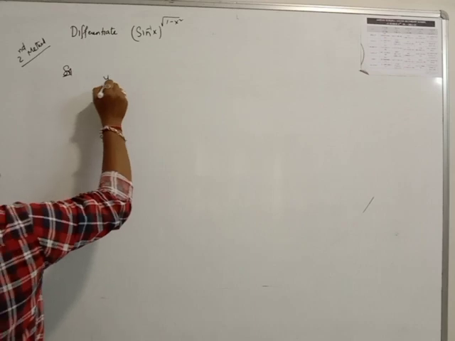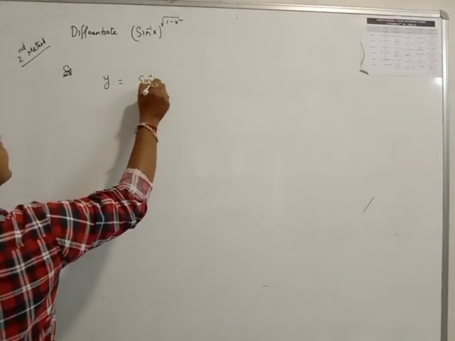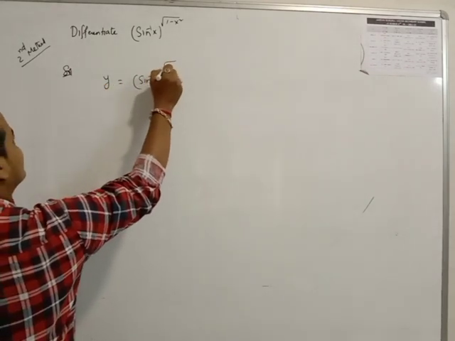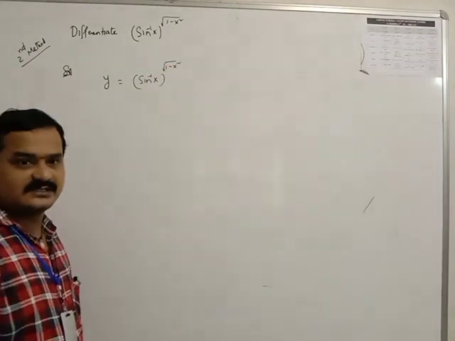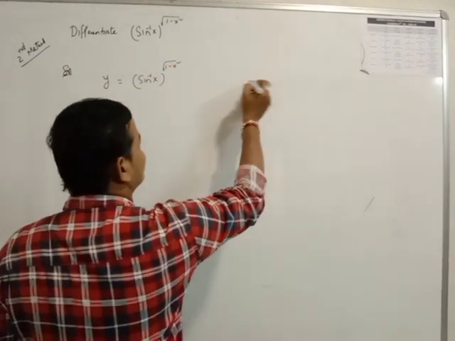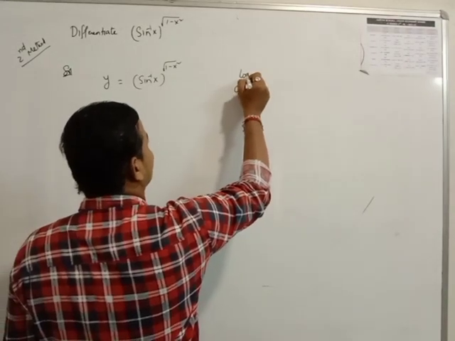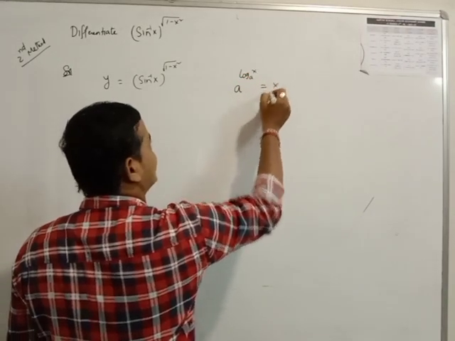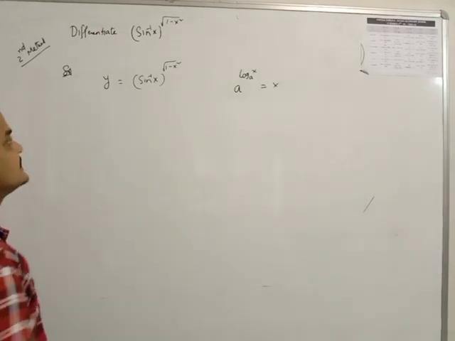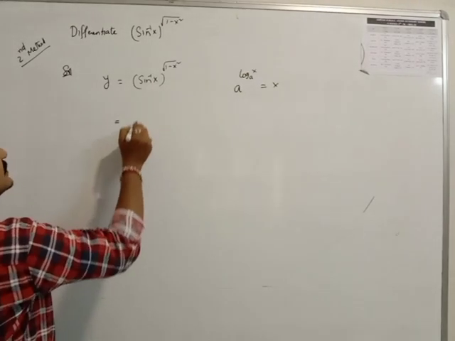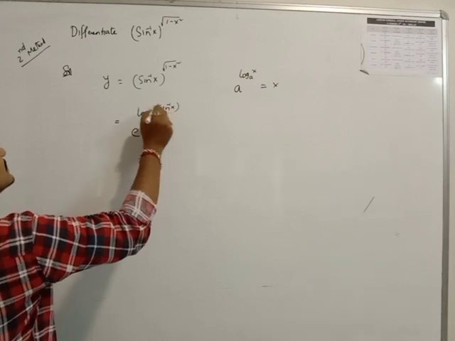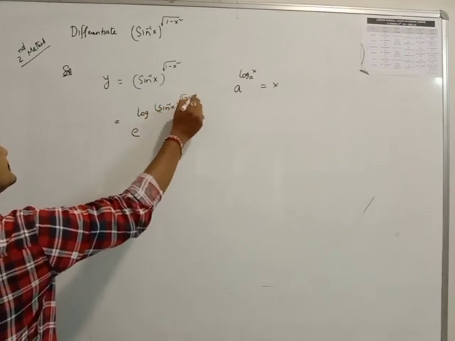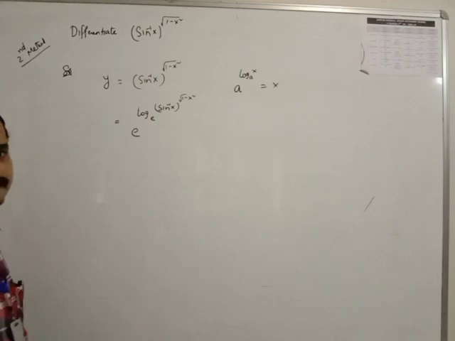What is that? First of all, y is equal to (sin inverse x) whole to the power of root over 1 minus x square. This is the question given. I know one formula: a to the power of log x base a is equal to x. In the same concept, I am applying e to the power of log of (sin inverse x) whole to the power of root over 1 minus x square at base e.